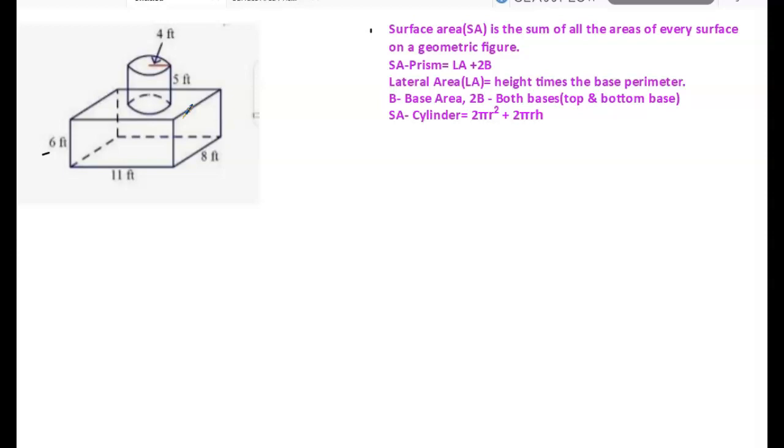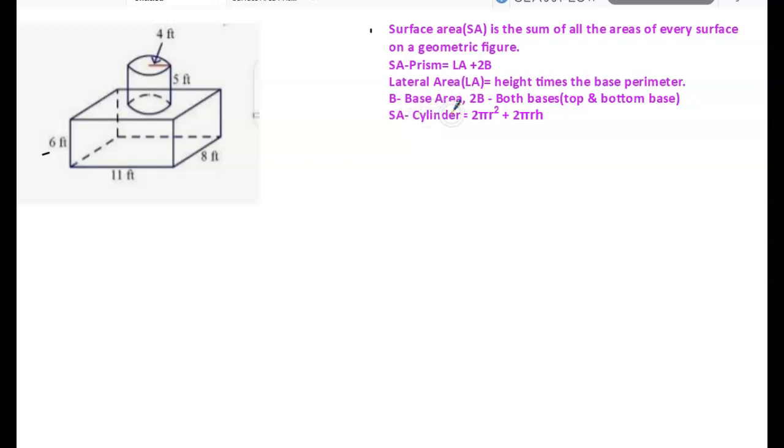Hello, we have been asked to find the surface area of this composite, which is a cylinder and a rectangular prism. The surface area is the sum of all the areas of every geometric figure. When it comes to a prism, we will be using this short formula, LA plus 2B, where LA is the height times the perimeter of the base.